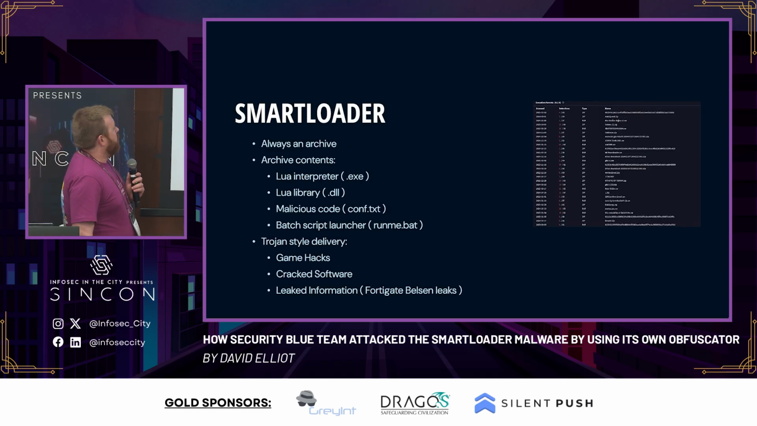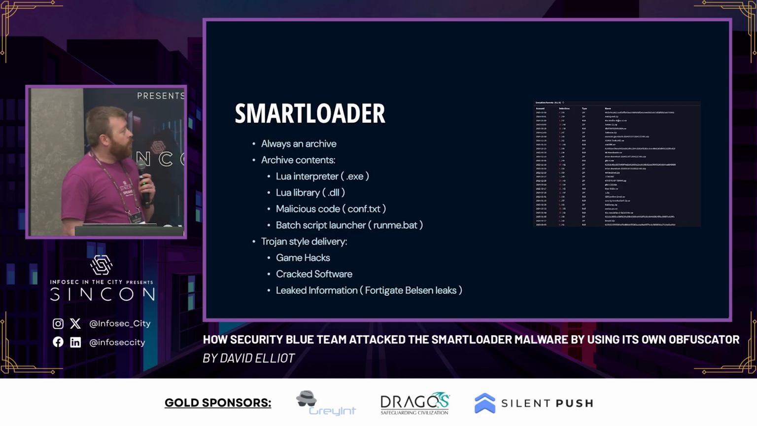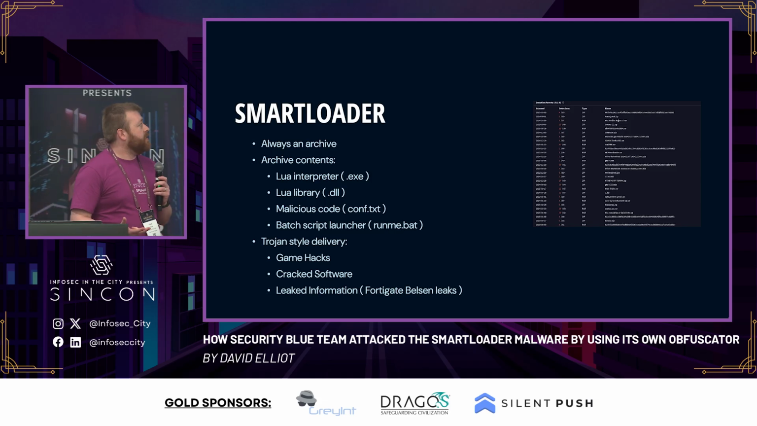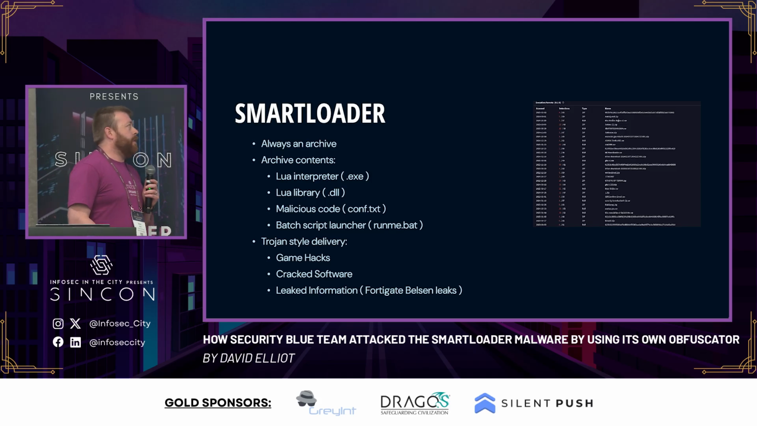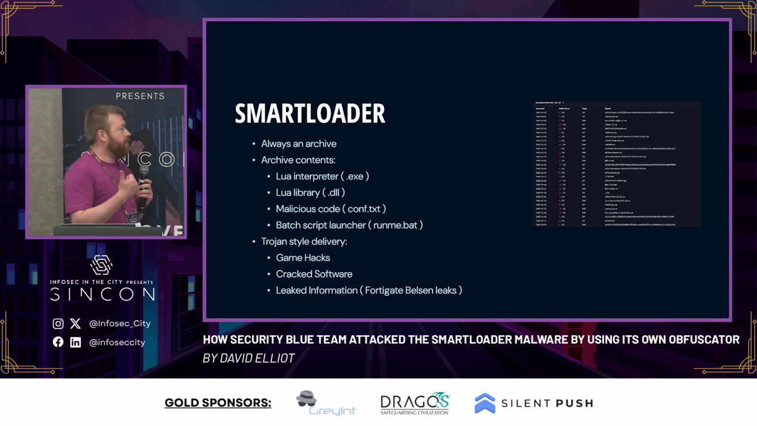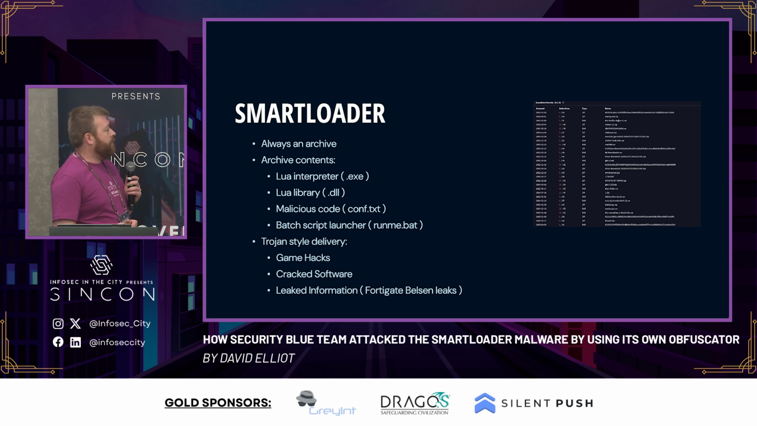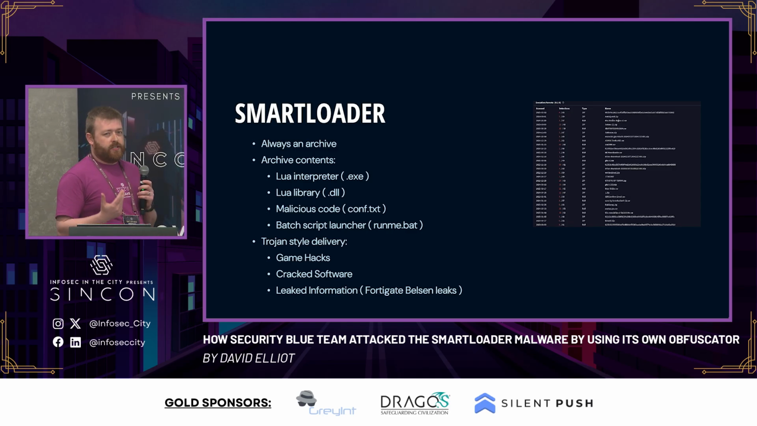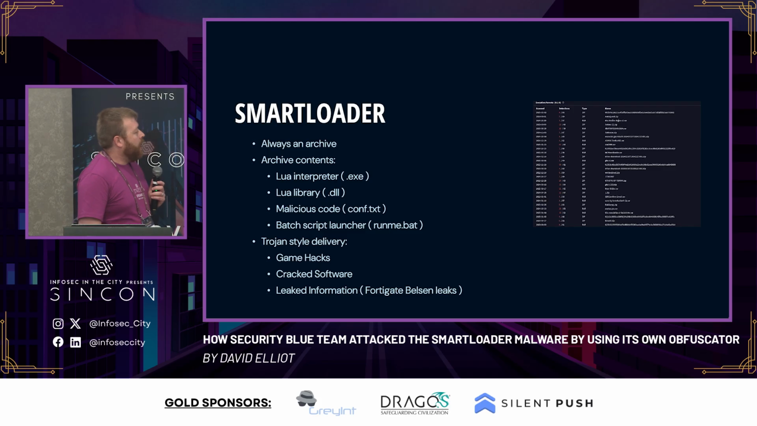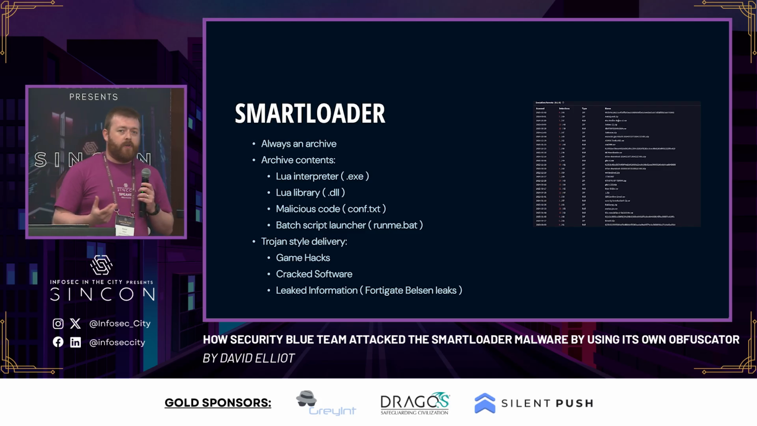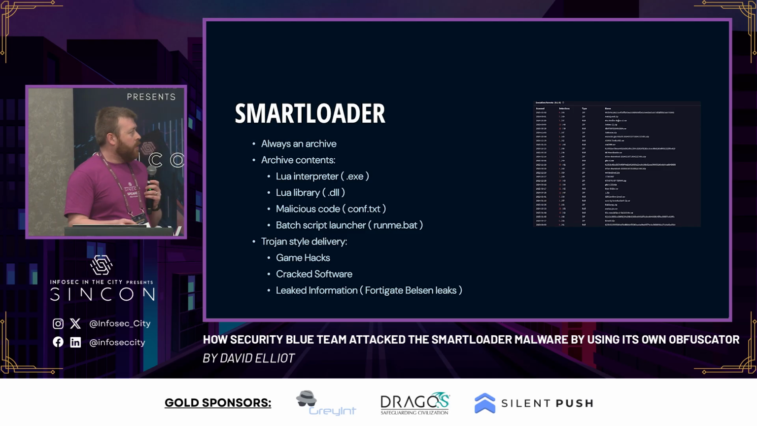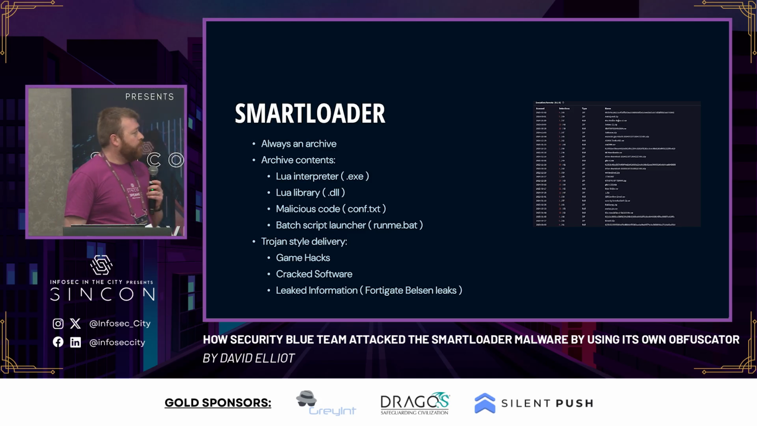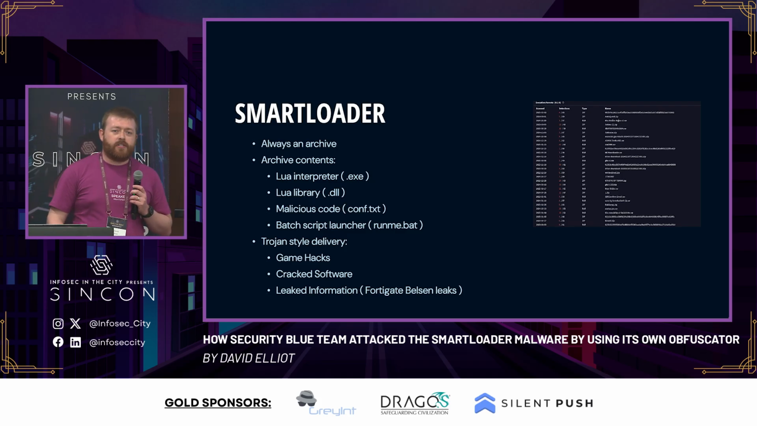So let's start talking about SmartLoader. So SmartLoader as a malware campaign is always an archive. So it'd be a zip file, a RAR file, or a tar.gz. So within the archive, it's packaged with a precompiled version of Lua, or the LuaJIT interpreter. It has a Lua library, which is Lua 5.1, and it has the malicious code, which is described as conf.txt within the archive. The user is intended to run it using a runme.bat file, which will then execute the conf.txt using the Lua interpreter. So the way it's delivered is a Trojan-style delivery.